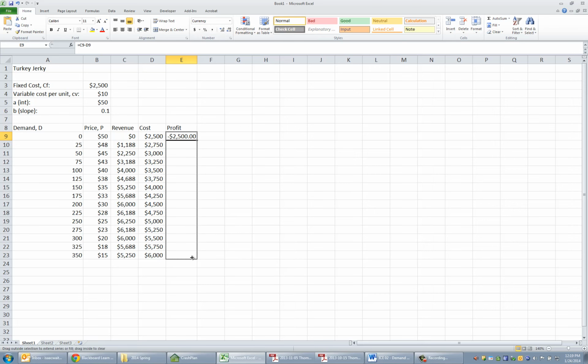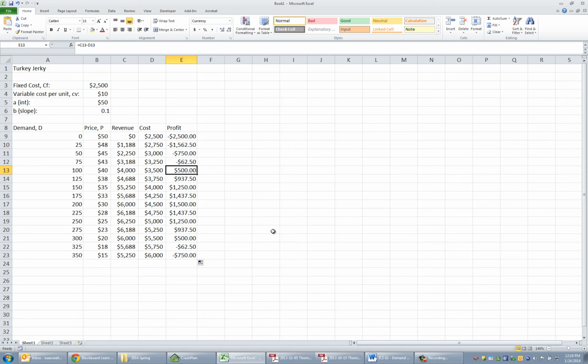Drag that down, and you can see that there's a certain point at which the profits go from negative to positive, and that matches up with what we saw in the paper version of this, that it was at 78 units, and so more than 75 you want to sell for the profit, that first break-even point.